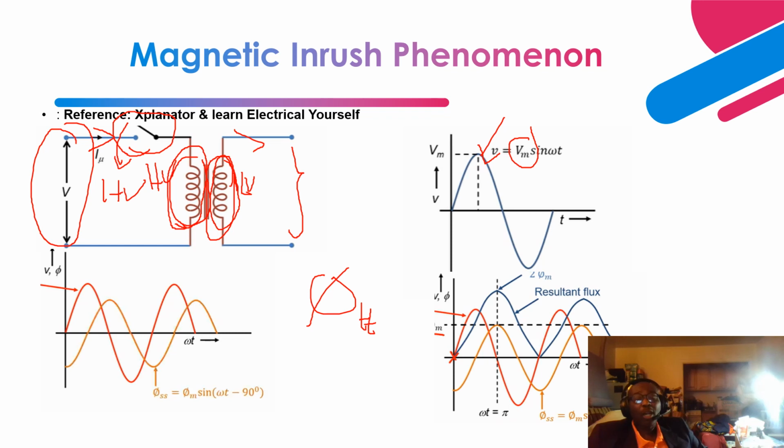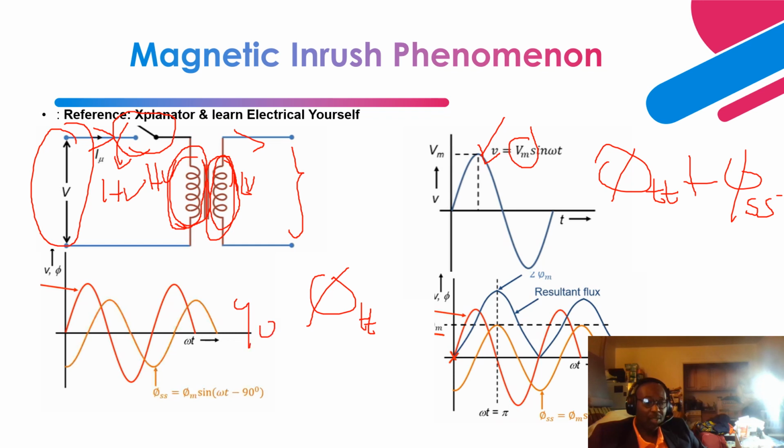Then we also have a flux that is going to flow during steady state condition, after the inrush condition has subsided. So the total magnitude of flux is going to comprise the inrush flux plus the steady state flux. As you can see over here, the flux is lagging the sinusoidal voltage that we have impressed on the high voltage side by 90 degrees.